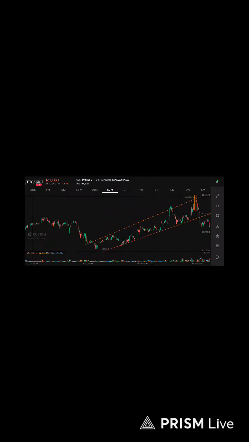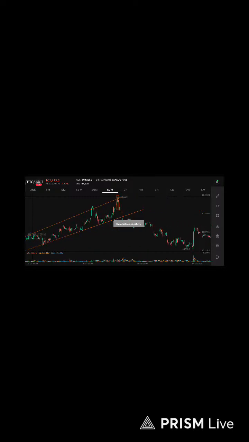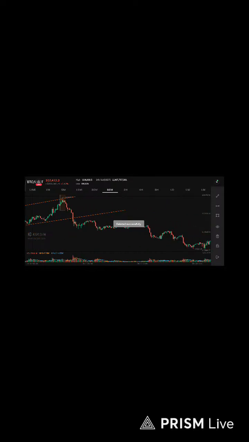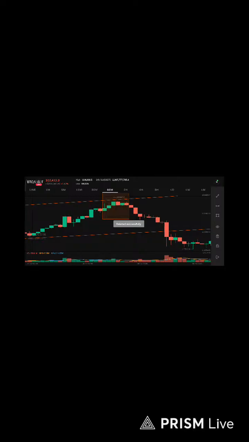What do you have to do now? You check support and resistance. This is a very, very strong resistance. After that, you search for a shooting star, and this is the shooting star.